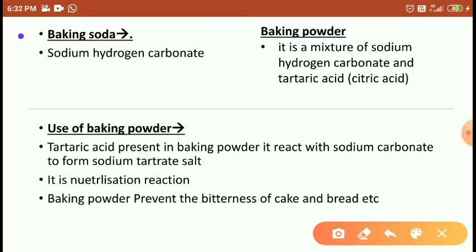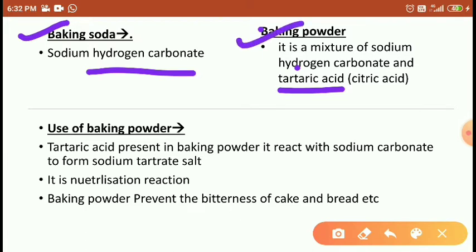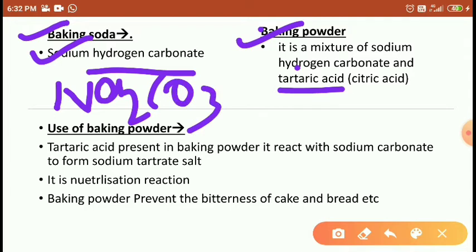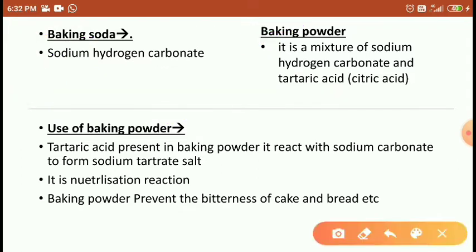So let's see here once again. The baking soda is sodium hydrogen carbonate, and baking powder is a mixture, meaning two or more components, sodium hydrogen carbonate and tartaric acid. So this mixture we call baking powder. In the dough, if you just add the sodium hydrogen carbonate, it releases carbon dioxide and only Na2CO3 is left in the dough. Due to the Na2CO3, the cakes and breads have a bitter taste, right? So that's why we are adding the NaHCO3 as well as the tartaric acid mixture.